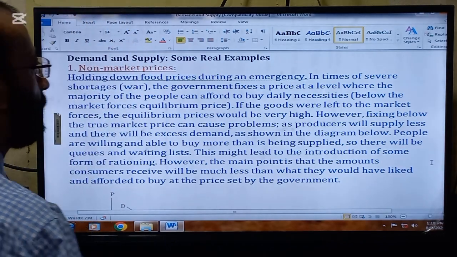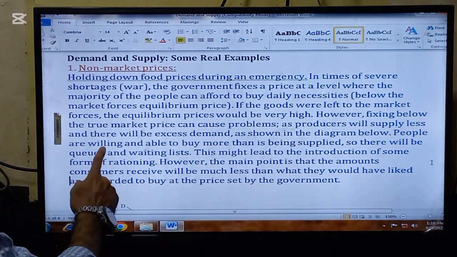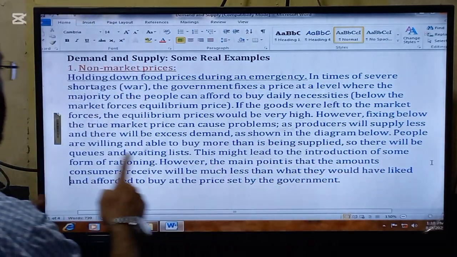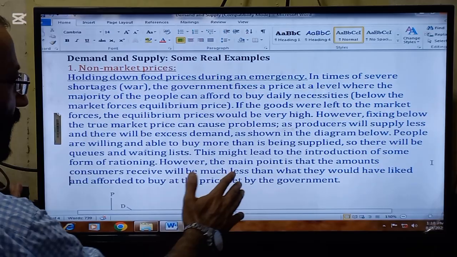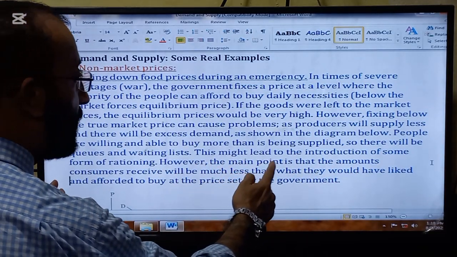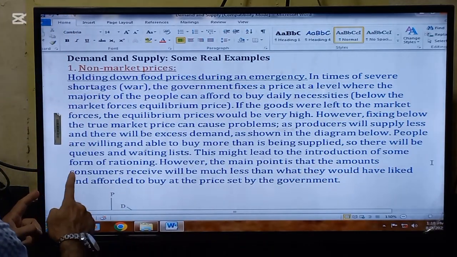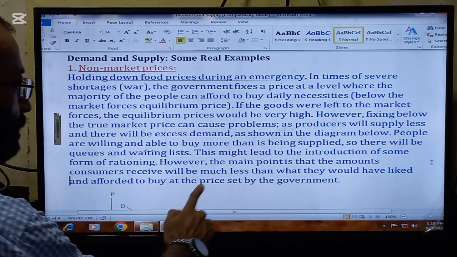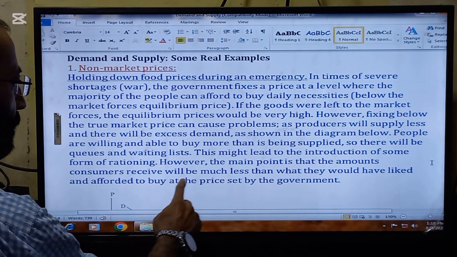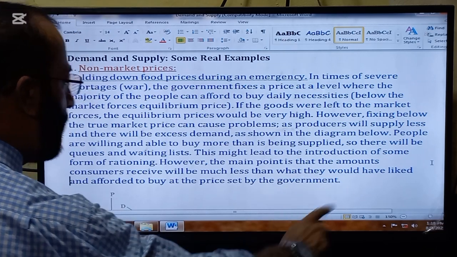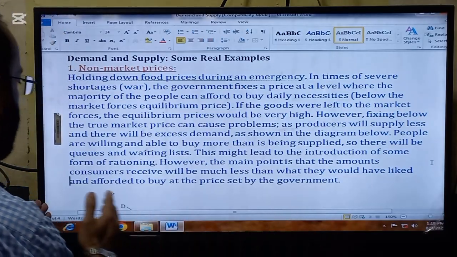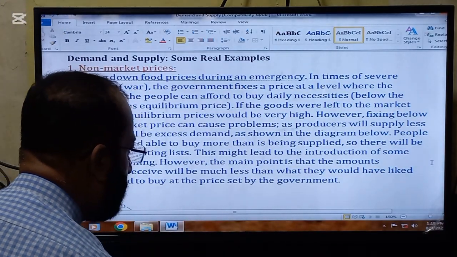the people can afford the necessities of life. However, fixing below the true market price can cause problems as producers will supply less and there will be excess demand as shown in the diagram below. People are willing and able to buy more than is being supplied, so there will be queues and waiting lists. This might lead to the introduction of some forms of rationing. However, the main point is that the amounts consumers receive will be much less than what they would have liked and afford to buy at the price set by the government.